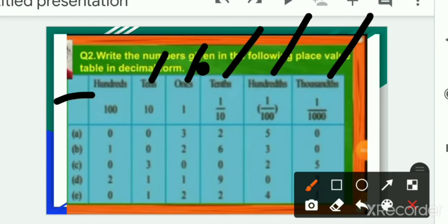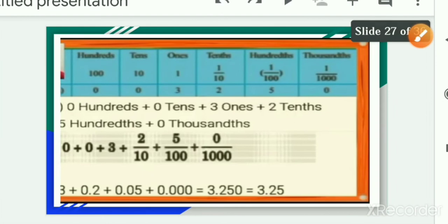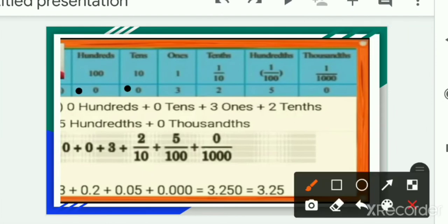So we have 0 in the hundreds place, tens is also 0, and ones is 3. 2 is the tenths, 5 is the hundredths, and 8 is the thousandths, right? So this is the representation of the table. So let's see. This is the first question we have. It is given that hundreds is 0, tens is also 0, and ones is 3 and tenths. Now it is saying tenths, it means a decimal point.